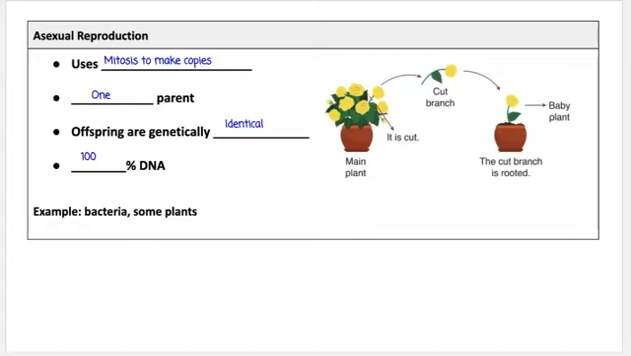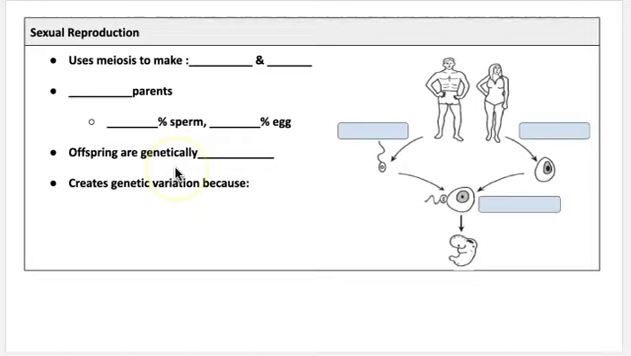Next, we have sexual reproduction. Sexual reproduction uses meiosis to make two important cells, the egg cells and sperm cells. There are two parents involved in this process. Each parent contributes half of their DNA, so roughly 50% from the sperm and 50% from the egg. Offspring are genetically different from their parents.